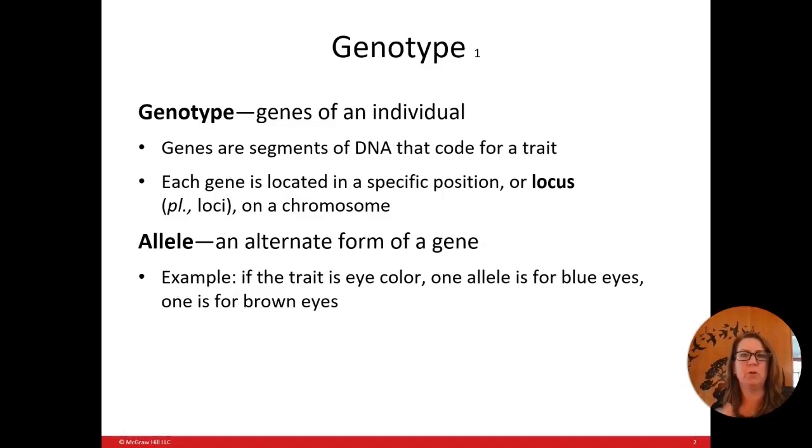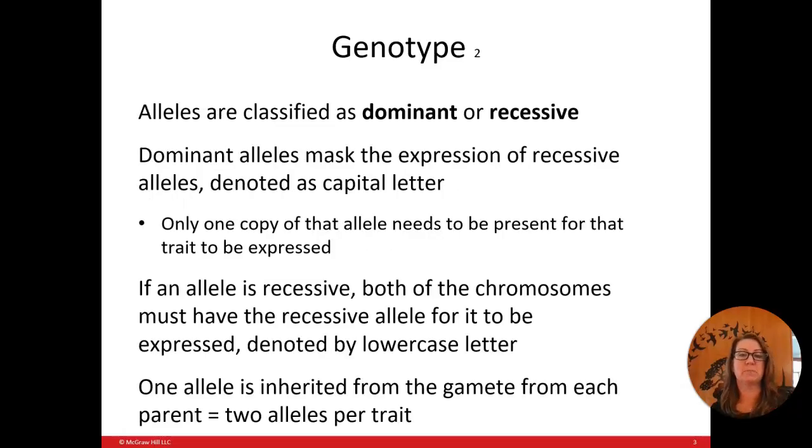Now remember, you are diploid, so you have a chromosome 1 from mom and a chromosome 1 from dad, and 2 and 2 and so on. So you have two copies of all of your autosomes. So it takes these two to come together to make your genotype. Let's look at some examples.